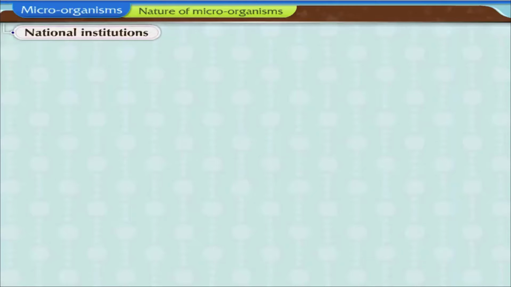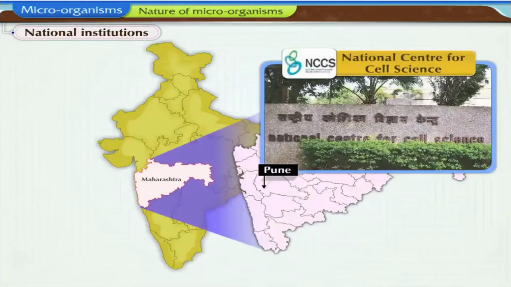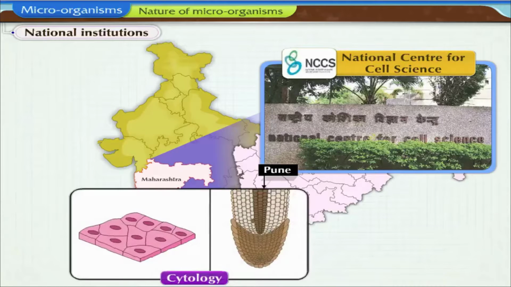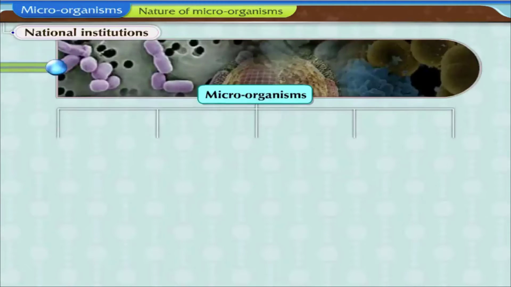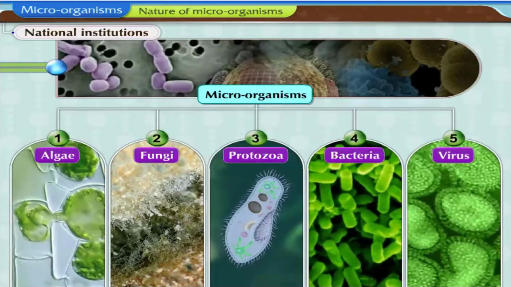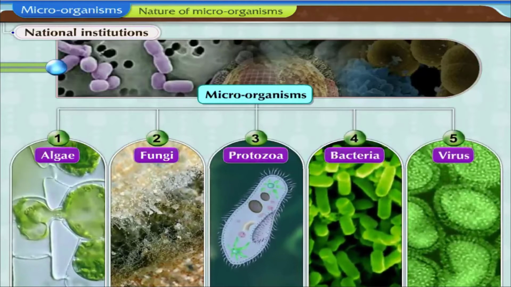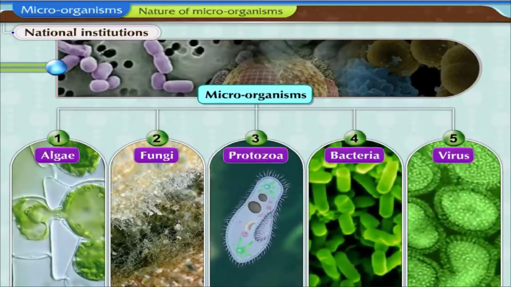National institutions. The National Center for Cell Science, or NCCS, is a national-level research center at Pune. It is one of the premier research centers in India, which is involved in research in the field of cell science, that is, cytology, biotechnology, etc. Come, let us now study about some conditions required for the growth of microorganisms in brief.